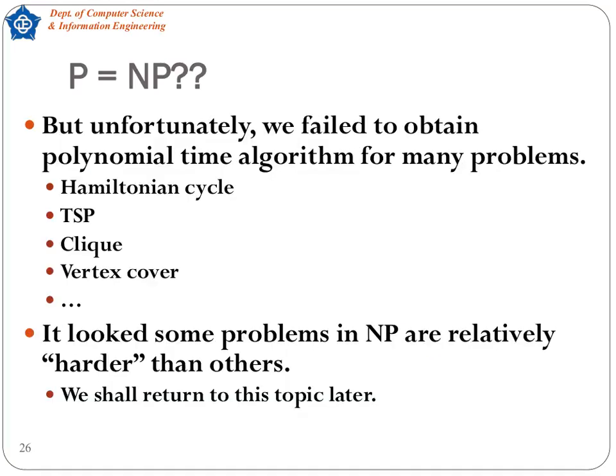Now that we've seen just how big a deal P versus NP really is, and why solving it could earn you a Turing Award and a beachside vacation, let's dig into the heart of the matter. Is P equal to NP? Unfortunately, despite decades of research, we still don't have polynomial time algorithms for many classic challenges: the Hamiltonian cycle problem, the traveling salesman problem, the clique problem, vertex cover, and several others. This persistent gap suggests that some problems in NP may indeed be inherently harder than others. We'll revisit this hierarchy of difficulty later in the course.